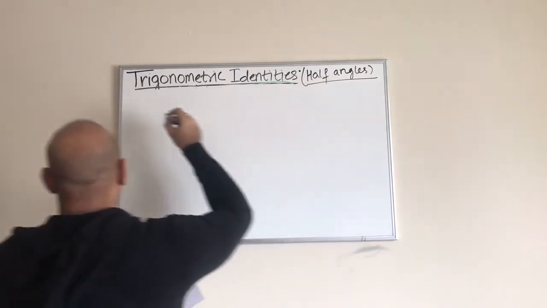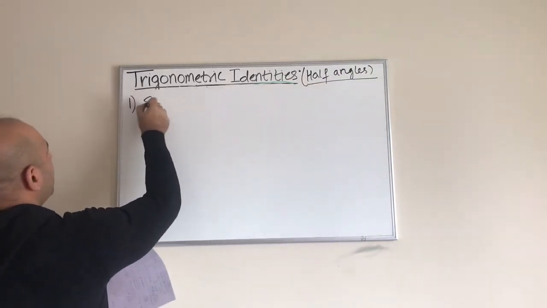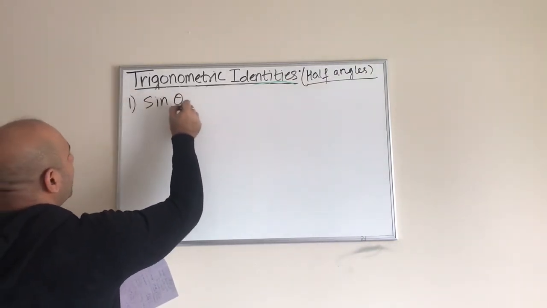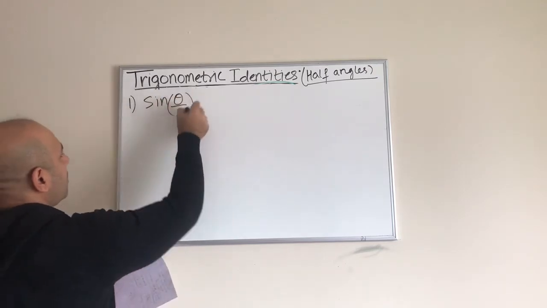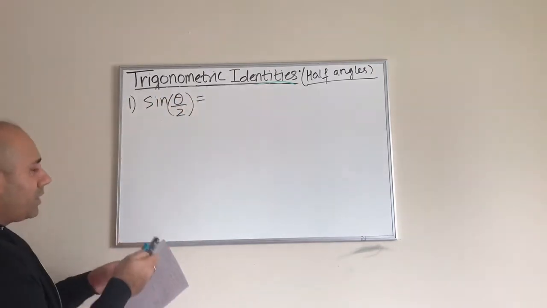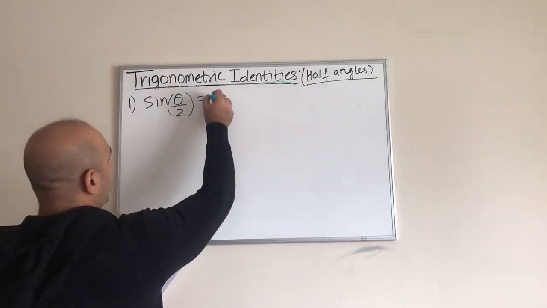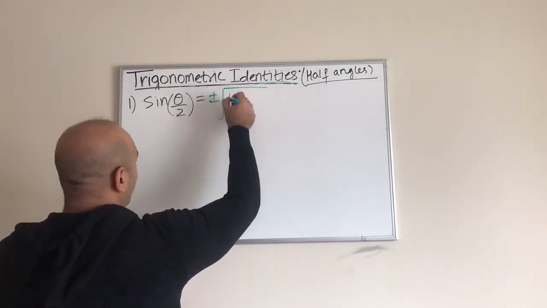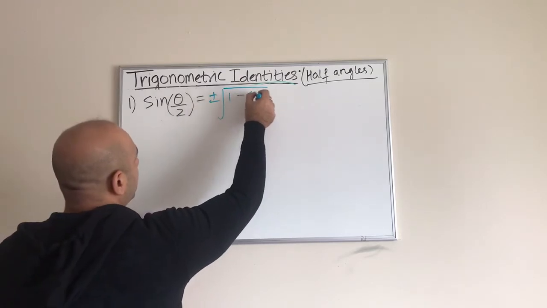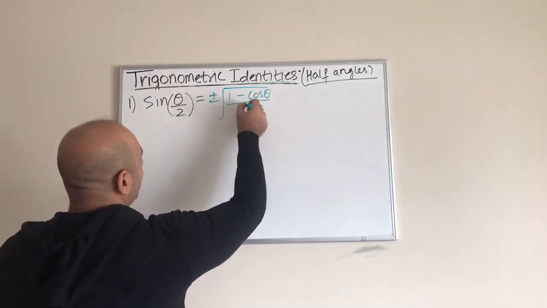The first one that I'm going to write here is the sine of a half angle. So half angle, that's why we have theta over 2, and the identity for the sine of theta over 2 is equal to plus or minus the radical of (1 minus cosine theta) divided by 2.